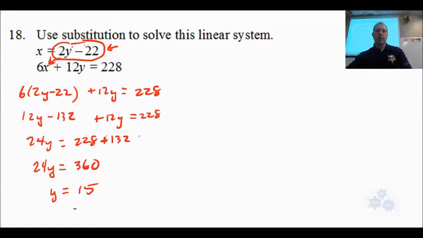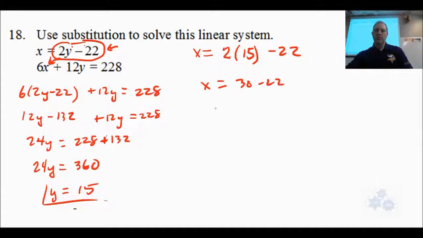All right, so once we have y equals 15, then you can plug that into either one of the original equations. That's the last step you have to do for the substitution. It doesn't really matter which one. I'll go back to the original, the first one here. So plug all that in, and you get x equals 30 minus 22, which is x equals 8.